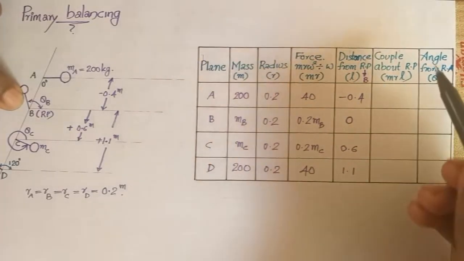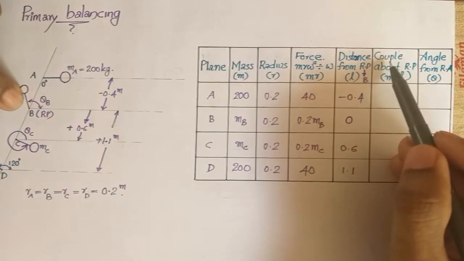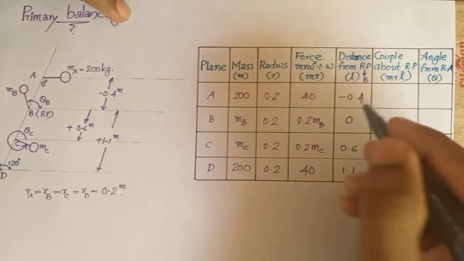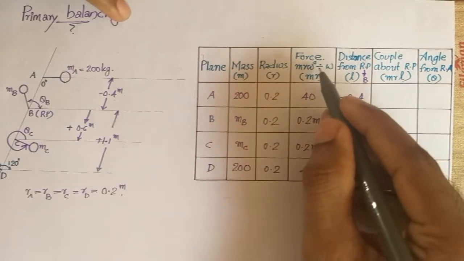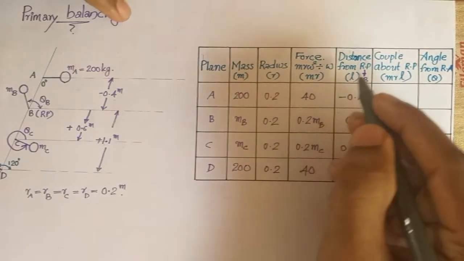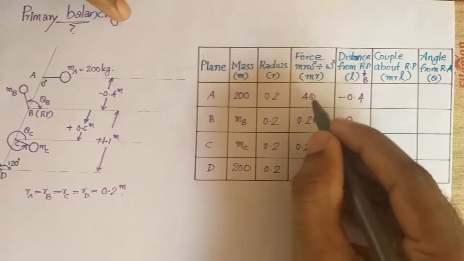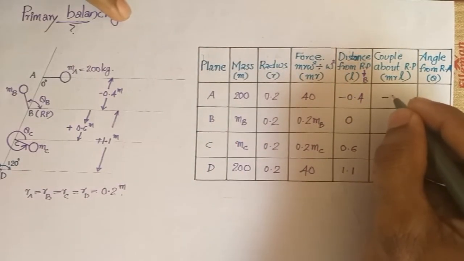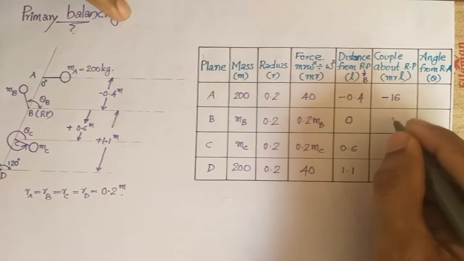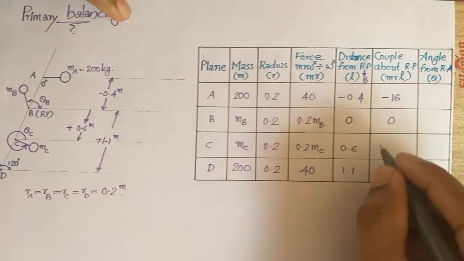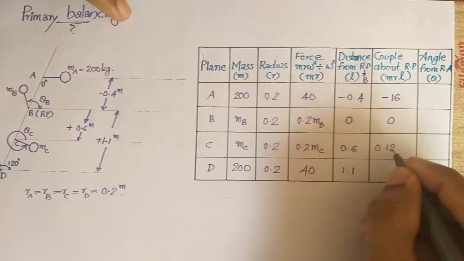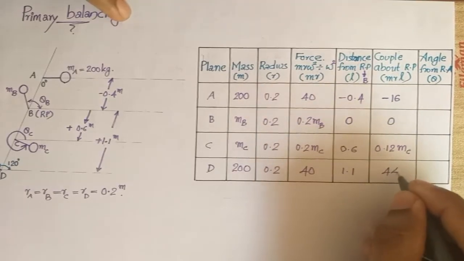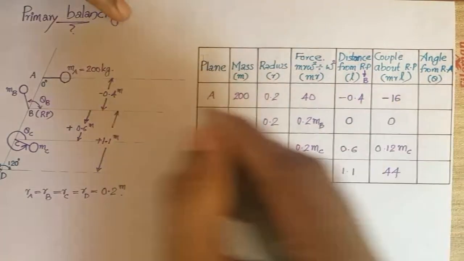Next you have to take the primary couple about the reference plane, which is the product of force into L, where you neglect the omega square term. So m r into L will be minus 40 into minus 0.4, which is minus 16. This will be 0. This will be 0.12 into MC. This will be 44. And the last column will be the angle from the reference axis.